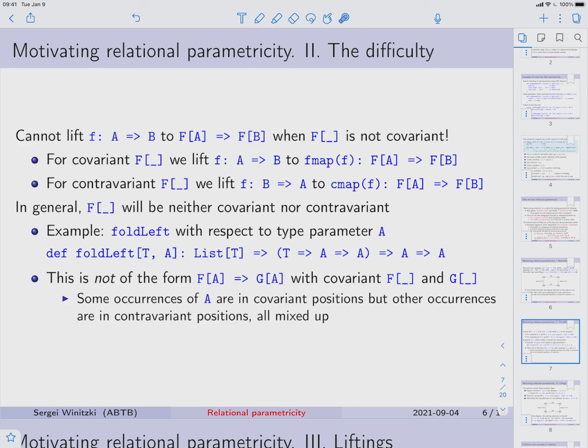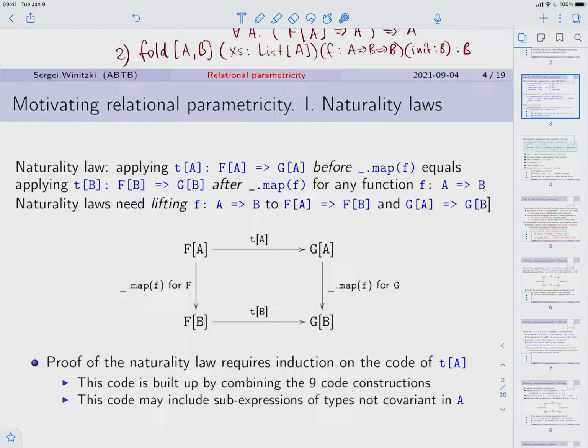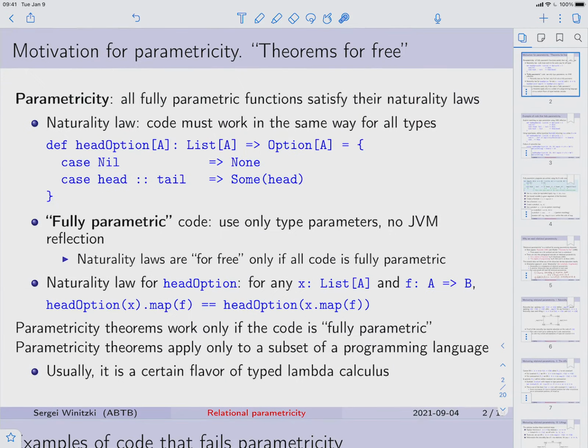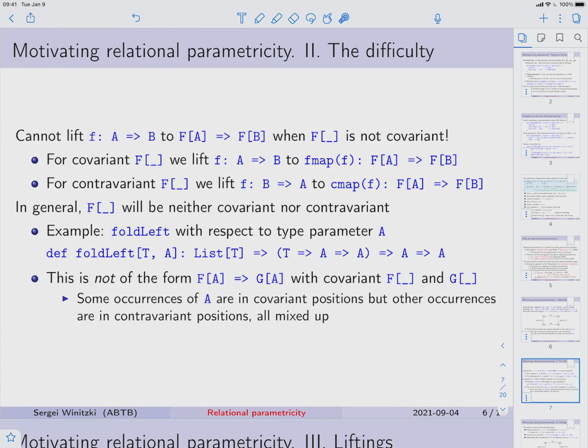But in general, there will be some sub-expressions. Let's look at the code again. Some sub-expressions like these, or like these, where it's neither covariant nor contravariant. So there are some values of type A as arguments of function, values of type A as results. In general, the type constructor will neither be covariant nor contravariant in its type parameter.